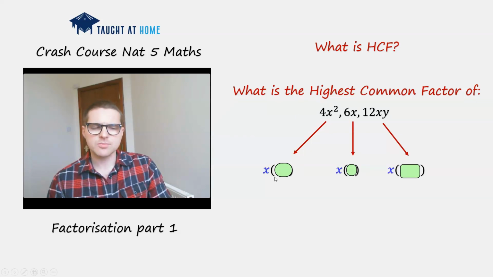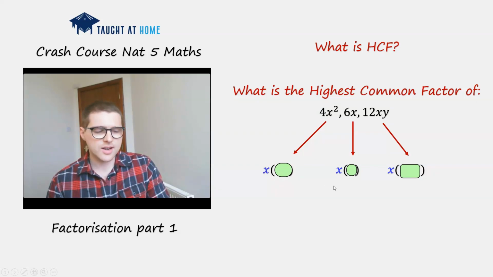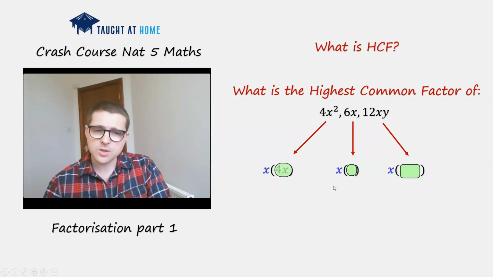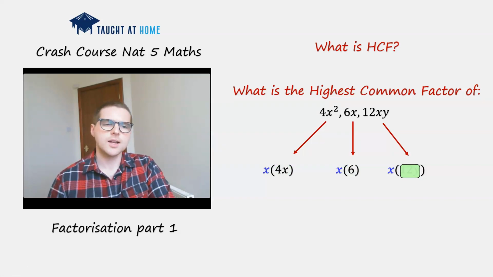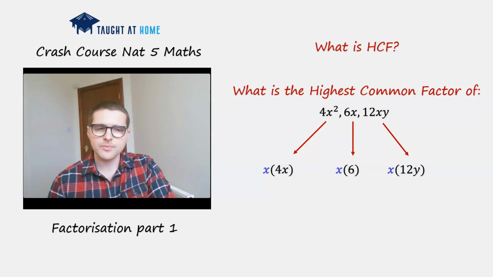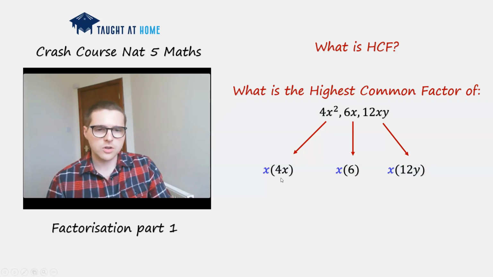And what we're going to do inside the bracket, because we're multiplying something by x to give 4x squared, so what is in these brackets? 4x squared divided by x would be 4x, because x times 4x is 4x squared. 6x divided by x would be 6. 12xy divided by x would be 12y. Now this can be factorised further because we've got 4x, 6, 12y.